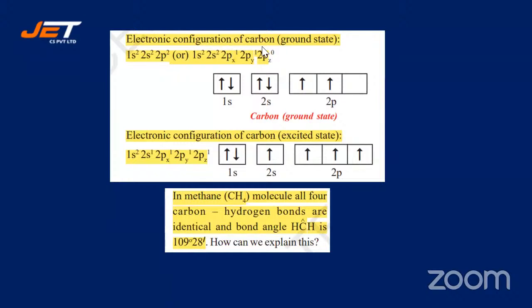Coming to the electronic configuration of carbon in the ground state, it is normally 1s2, 2s2, 2p2. In the p shell, you can see how the electrons are distributed: 2px1, 2py1 and 2pz0. The electronic configuration of carbon in an excited state is 1s2, 2s1, 2px1, 2py1, 2pz1. In methane, that is the CH4 molecule, all 4 carbon-hydrogen bonds are identical and the bond angle is 109.28 degrees.